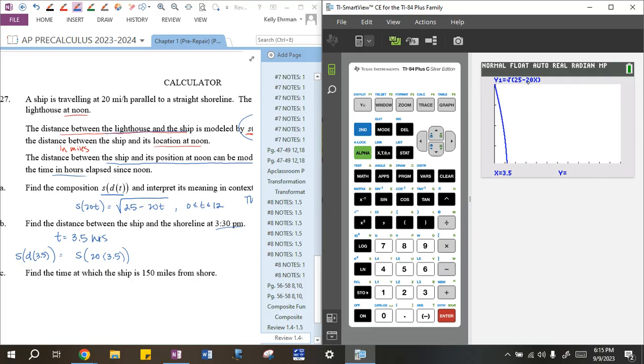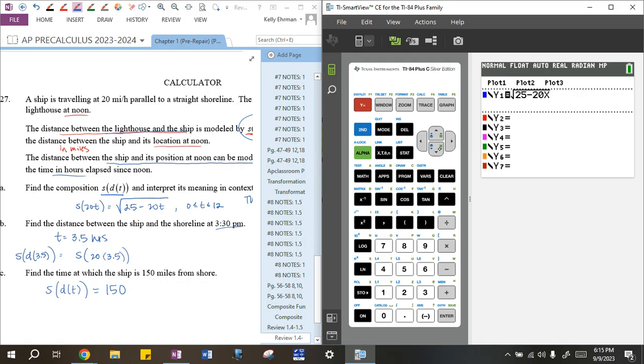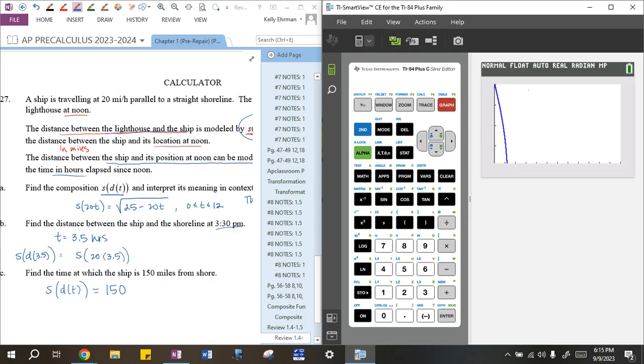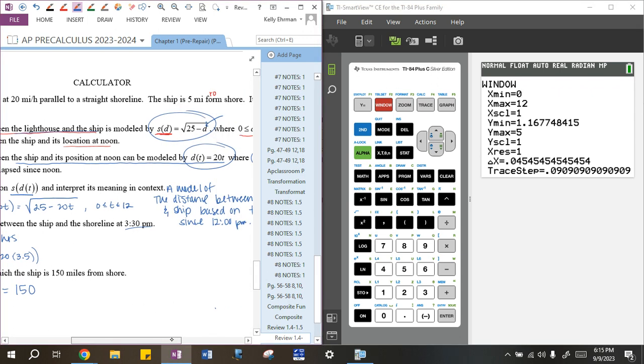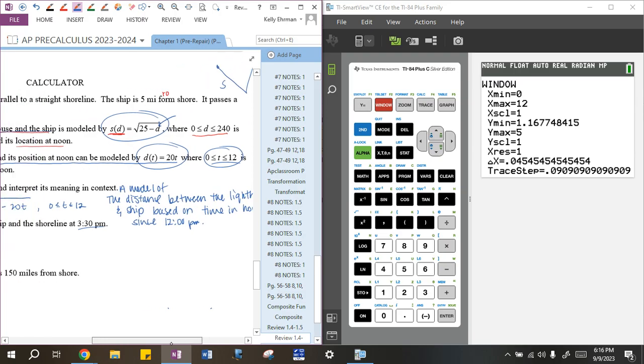Okay, and then find the time at which the ship is 150 miles from shore. So this is saying when is S of D of T equal to 150? So I would be typing 150 on here. And it's not going to show up because, again, my function's messed up. I have some typo somewhere, like on the paper, that I need to figure out. But if there were a line going through 150, let me make up a line. Yeah, I bet it's not 25. It's probably 225.